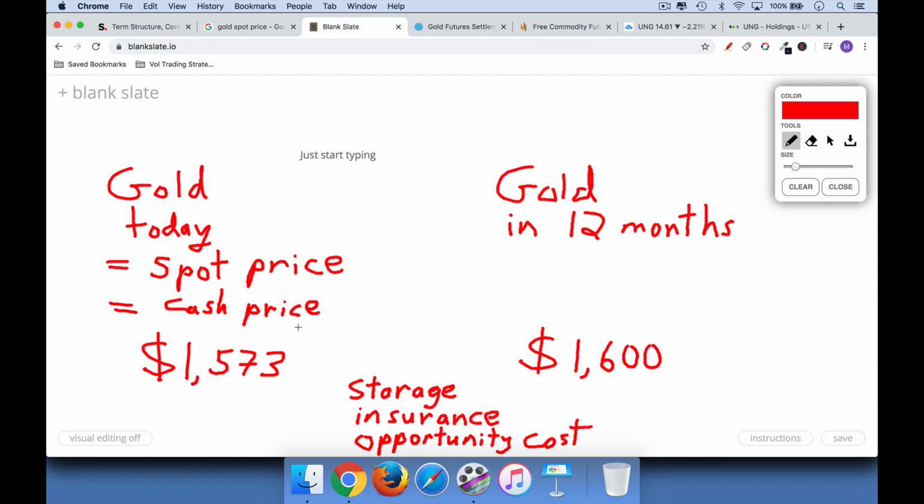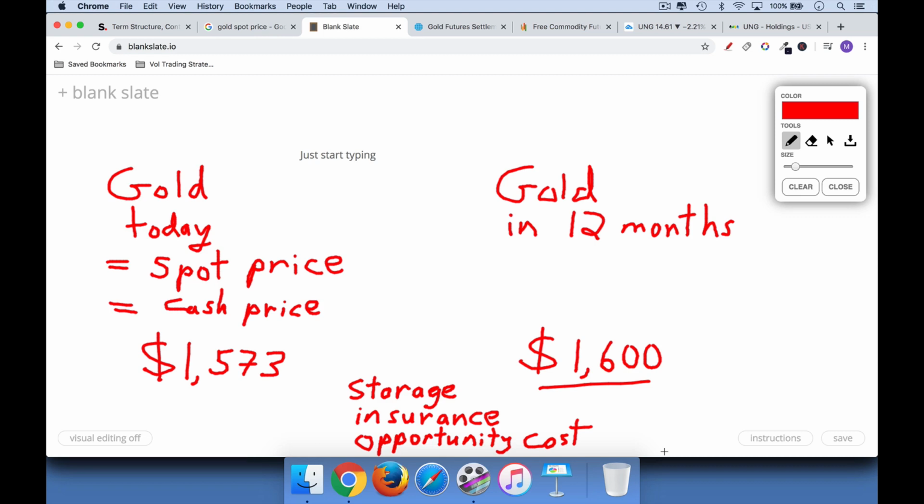What if we want to buy gold in 12 months from now? Well, we would expect gold to be trading at a higher price. Now, I should distinguish something that often confuses new traders. We're not saying that we think gold is going to go to 1,600 in 12 months from now. That's not exactly what we're saying.